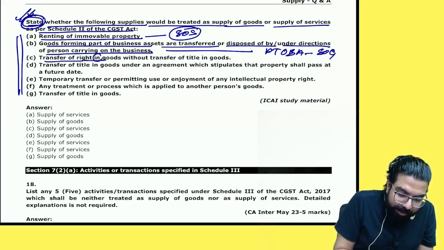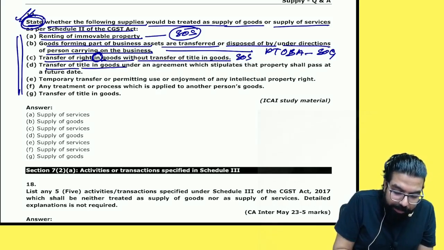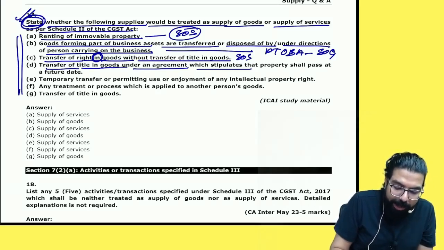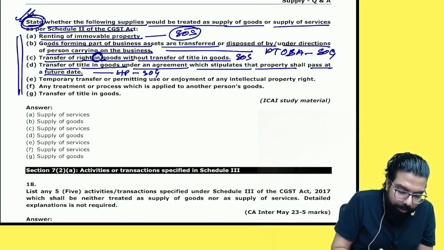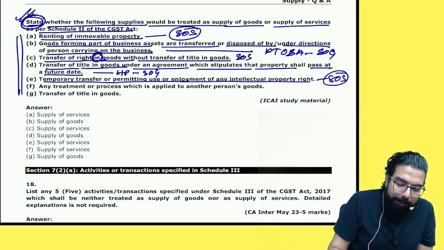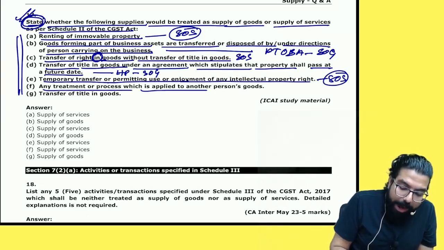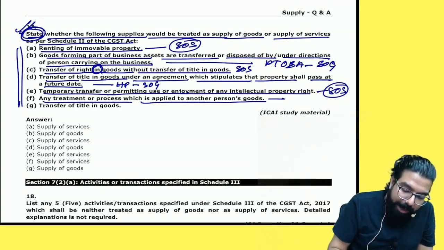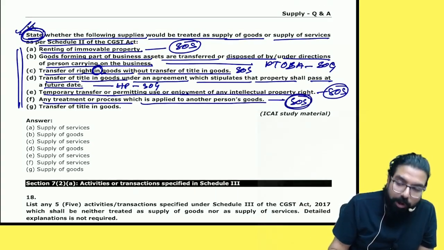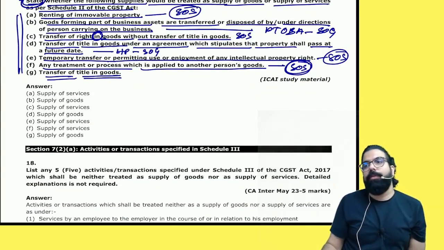Transfer of right in goods without transferring the title. Transfer of title in goods under an agreement which stipulates that property shall be passed. Hire purchase, right everyone? Temporary transfer or permitting use of IPR. People, temporarily giving IPR is supply of service. Any treatment or process on another person's goods. I am doing supply of service. This is also called what? Job work. Transfer of title in goods.